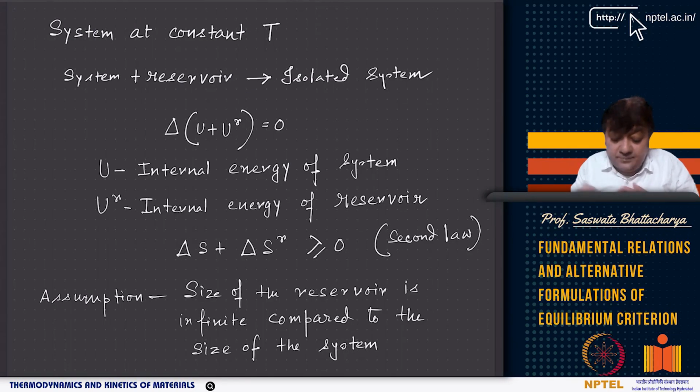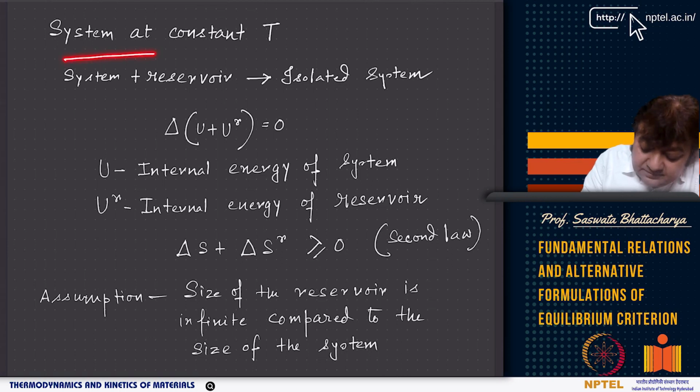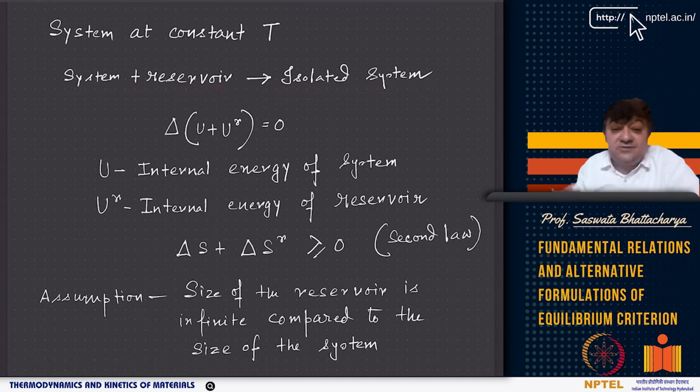Right? So let us understand why it is so. Say, for example, let us start with a system at constant temperature in contact with a reservoir. Now system plus reservoir is one isolated system, where delta U plus delta UR equals 0, where U is the internal energy of the system and UR is the internal energy of the reservoir. And there is also a change in entropy.